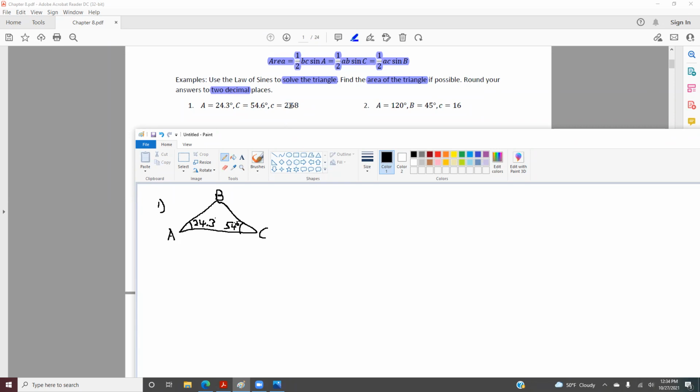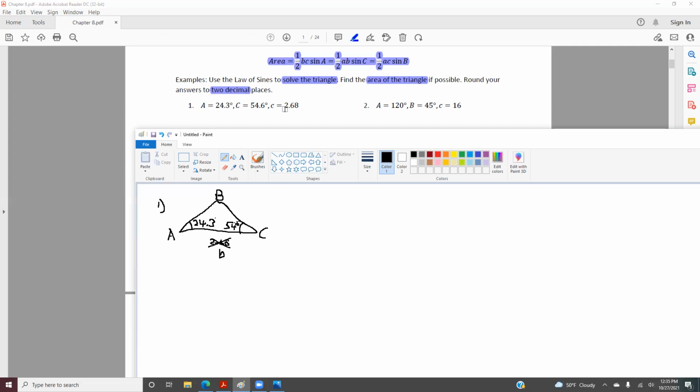So where should we put 2.68 here? The left side, the right side, or on the bottom? On the bottom? This will be wrong if you put this. Why do I say that is wrong? Again, how do you figure out the sides? It would be on the left side, right? It's right across from your angle. So this is side B.